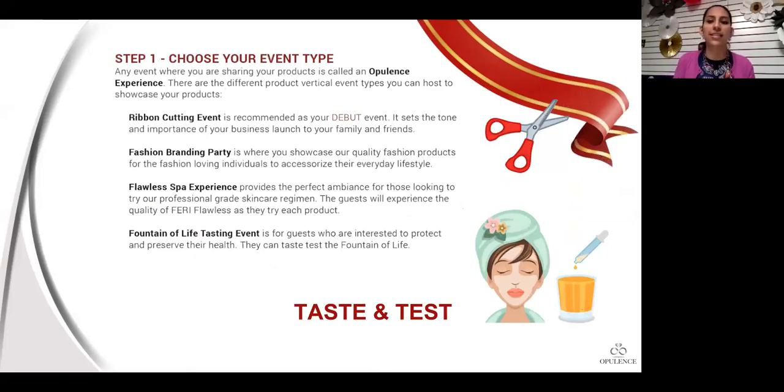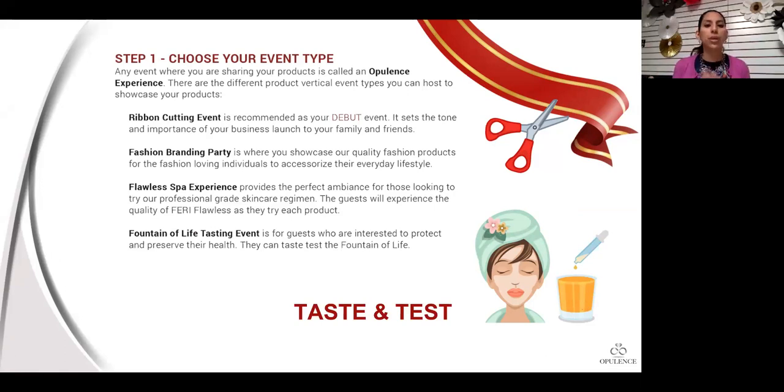So the first thing you are going to do is choose your event type. So step number one, choose what type of event you're going to have, right? There are different types of events. I love to do one big event as an Opulence experience and then talk about my three verticals, because you never know what type of personalities you are going to have within your guests.